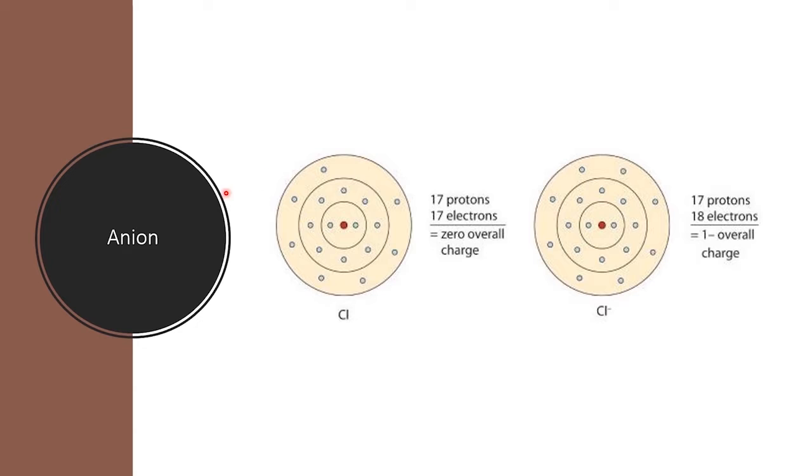For the anion, chlorine has 17 protons and 17 electrons, which gives us a 0 net charge. Chlorine has 7 valence electrons and it tends to gain electrons. So now, for the chlorine ion, it still has 17 protons but now 18 electrons. So the overall charge is negative 1.